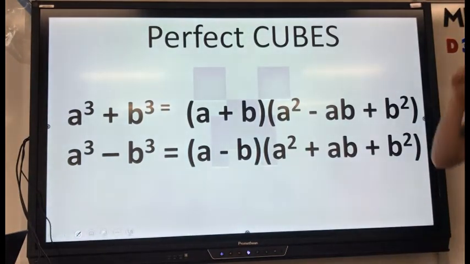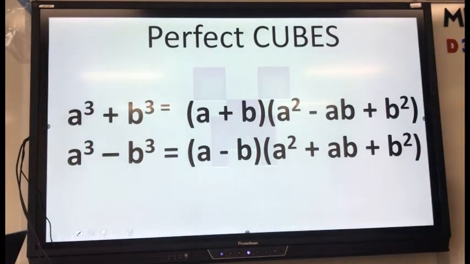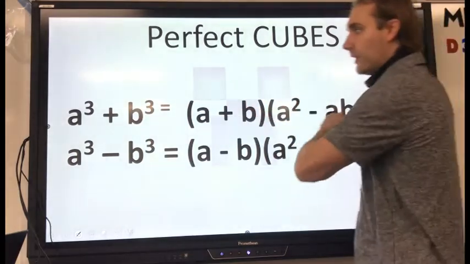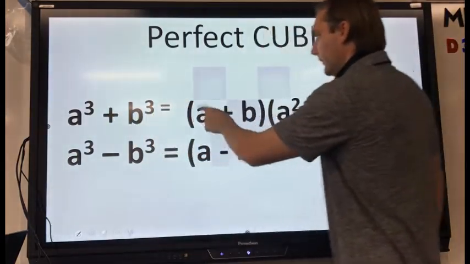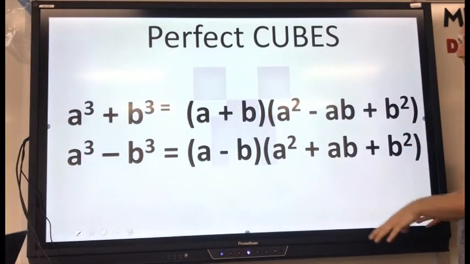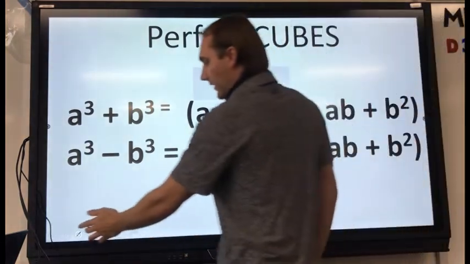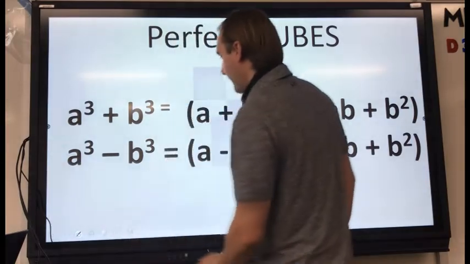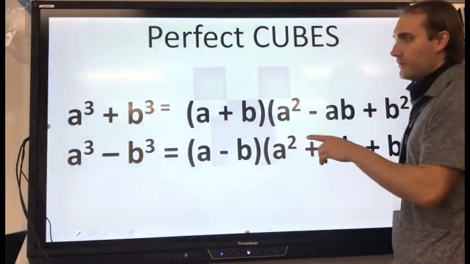We're going to work this a little bit differently than plugging into the formula. But here's the formula. a cubed plus b cubed equals (a plus b) times (a squared minus ab plus b squared). Right now, I just want you to look at the formulas and see what they have. Some things you notice about the formula.